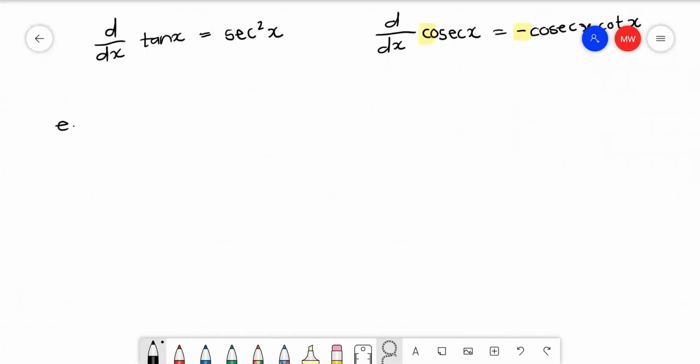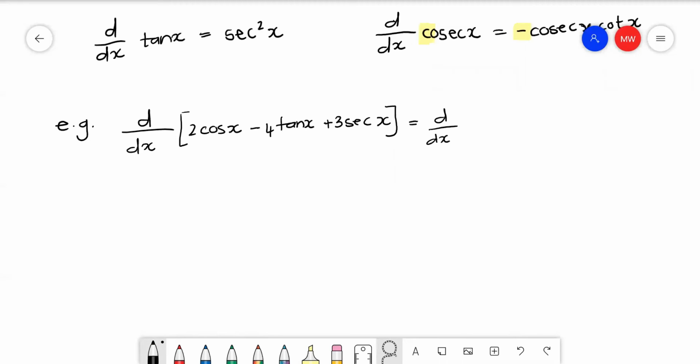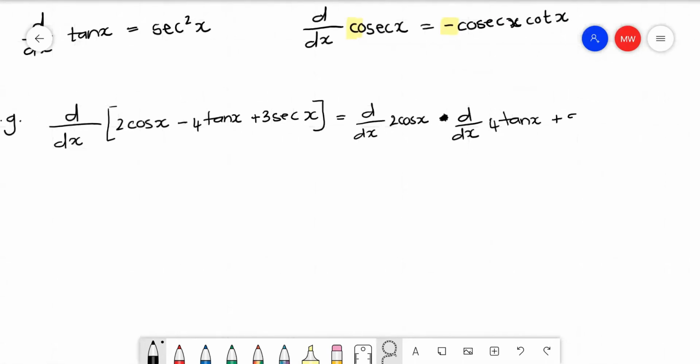Okay, the first example is going to be d dx of 2 cos x minus 4 tan x plus 3 secant x, which is equal to d dx of 2 cos x minus d dx of 4 tan x, sorry, writing error, plus d dx of 3 sec x.